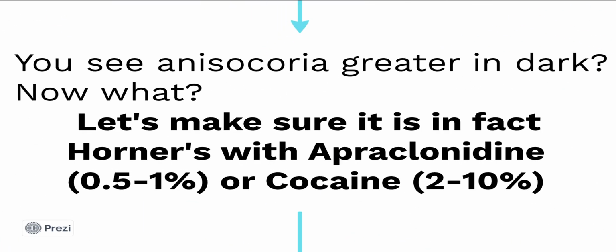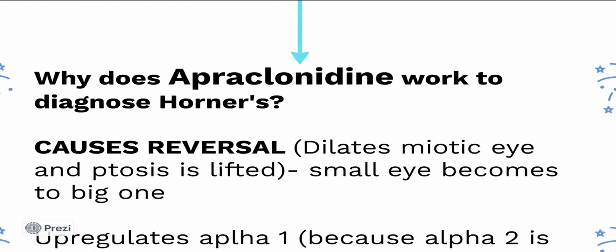Now, okay, we've confirmed that the anisocoria is greater in dark. Now what? We need to make sure it is Horner's. The way that we confirm Horner's is with apraclonidine or cocaine. I'll say that again. We're confirming that it is Horner's. We use either apraclonidine or cocaine.